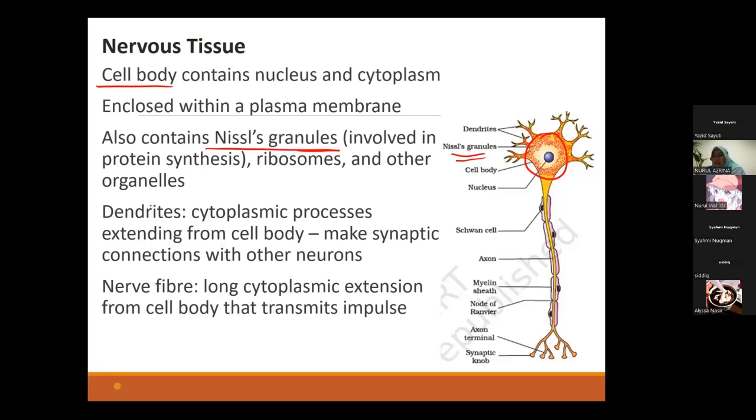And then we have dendrites here. So this is the dendrite. A dendrite is a cytoplasmic process that extends from the cell body to make synaptic connection with another neuron. So as if up here, we have another neuron that synapses to the next neuron. Okay, and then a neuron or nerve tissue also has fiber, right? Nerve fiber is a long cytoplasmic extension from the cell body that transmits impulses.